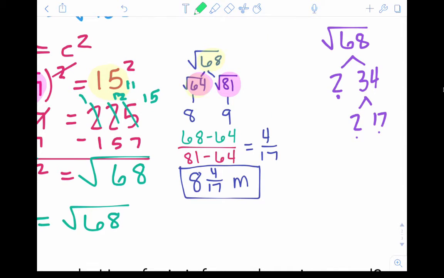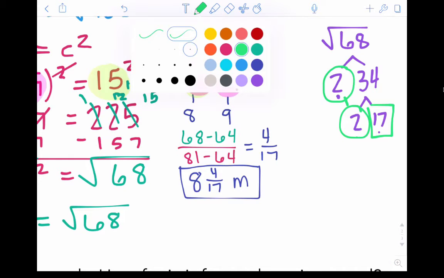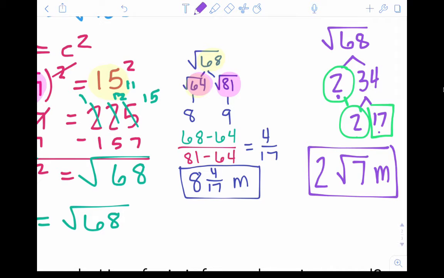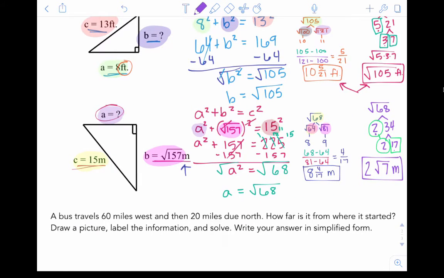Now I'm going to circle my pairs and connect them and box my single. So I have my pairs go out and my singles stay in. So this is 2 rad 7 meters. So that is this last triangle.